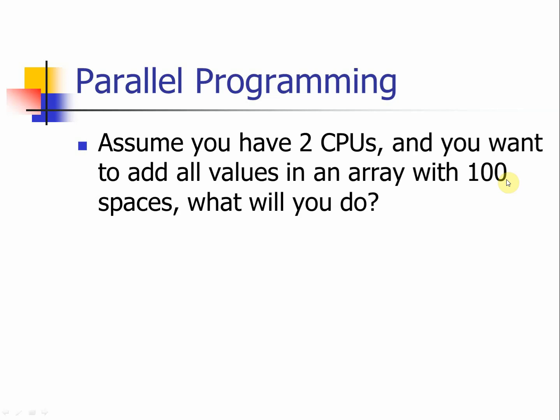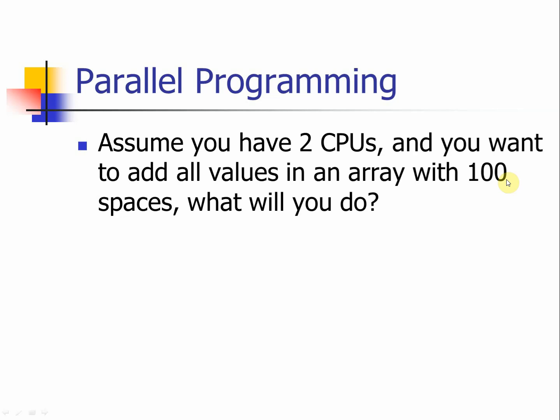So this is the question I want to ask you. Assume you have two CPUs. Assume you know how to use your two CPUs. And you want to add all values in an array. And this array has about 100 elements in there. So of course, you know how to do this in regular C++ programming. You probably know how to do that in your CS1 already. Write a for loop, go through from the first element until the last element, and every time you use array[i] plus and sums all the values up, which is very simple.